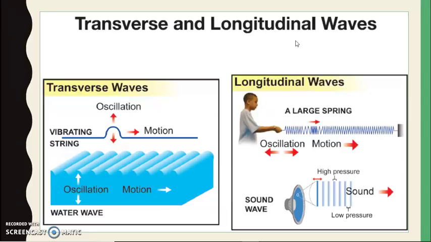So for transverse waves, you can think of a water wave. The water is moving from way out in the middle of the ocean towards you on the shore, right? But the water itself is moving up and down. Longitudinal waves are like a sound wave. The wave goes from me to you, and the pulses are also going from me to you.